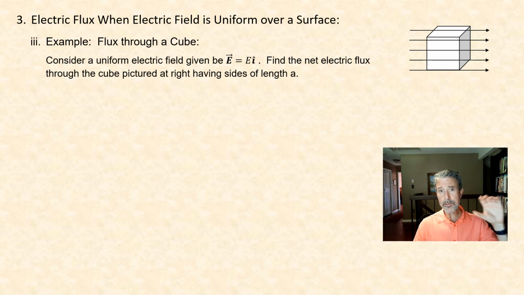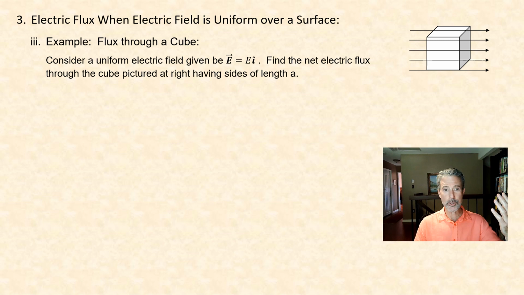All right, so in the previous example, we considered the flux of a uniform electric field through a single flat surface. In this slide, we'll consider a slightly more complicated case, that of a uniform electric field through a closed surface. So the problem goes something like this. I'm showing you the picture here of the uniform field.